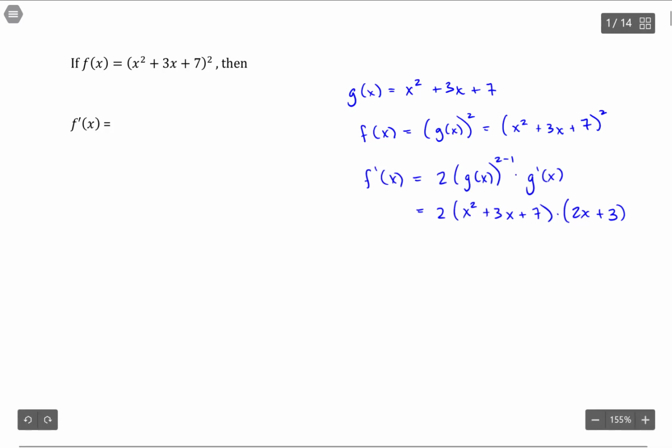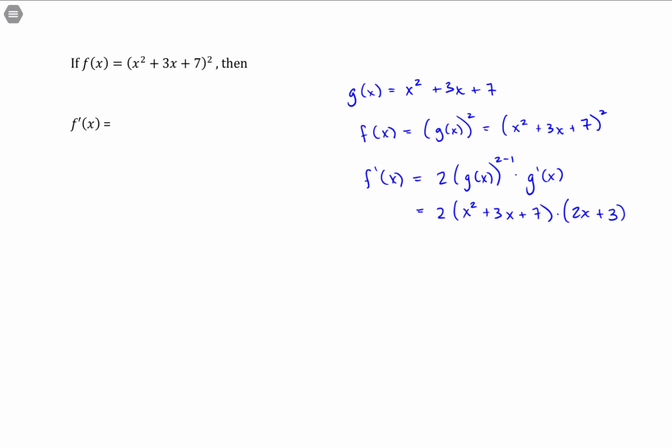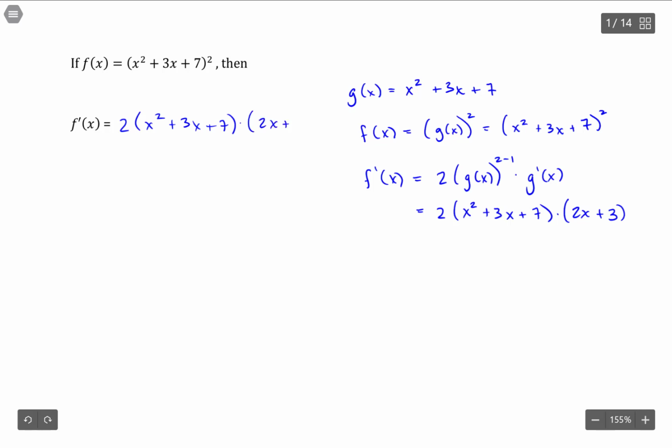So often what I do is when I recognize this pattern, I have some function that's an inner function and another function that's an outer function. I do the derivative of the outer function, leave the inside function alone, and then multiply by the derivative of the inside function. So I generally don't write these steps out, but they're effectively going on behind the scenes.